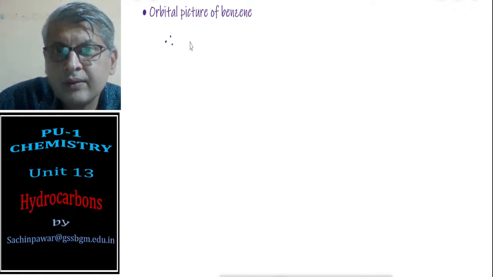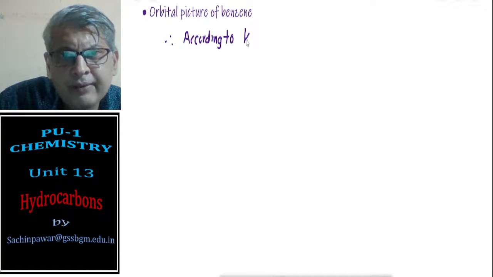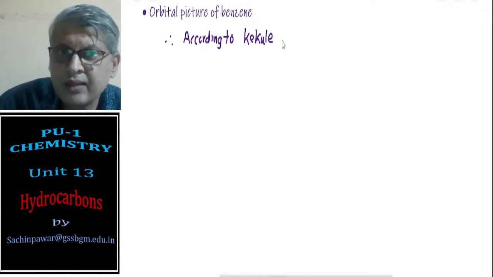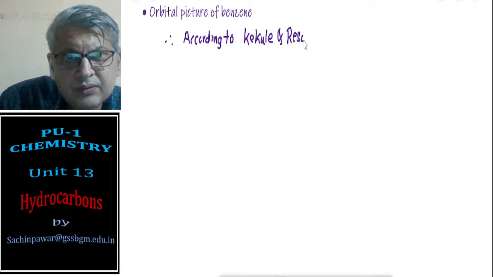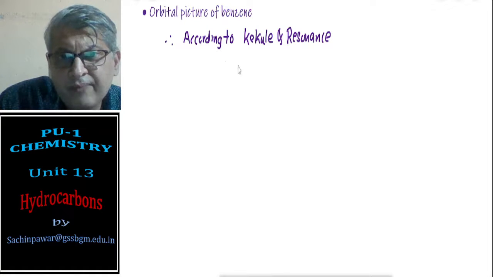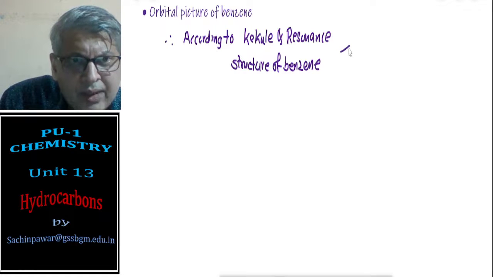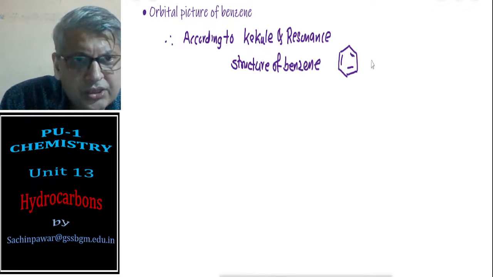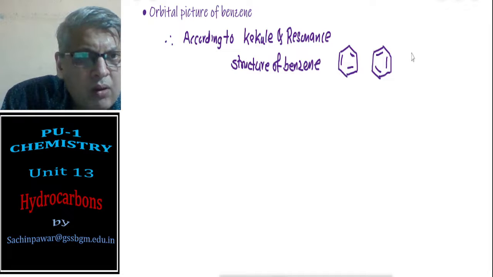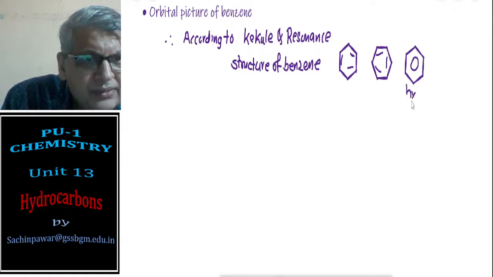So therefore, according to Kekulé and resonance, the structure of benzene is either structure 1, or structure 2, or structure 3. This is the hybrid structure, which is the most accurate structure.